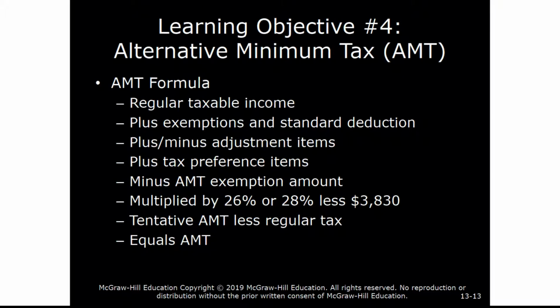So the alternative minimum taxable income, AMTI, formula starts with our regular taxable income. Then we'll add back any exemptions and standard deduction. We'll add or subtract any adjustment items, which I'll demonstrate. We will add tax preference items. Again, we're converting our regular taxable income. We'll deduct an AMT exemption amount, which is given at the bottom of page 13-30, and that depends upon the filing status, as well as the AMT base amount. And then we wind up with our alternative minimum taxable income base.